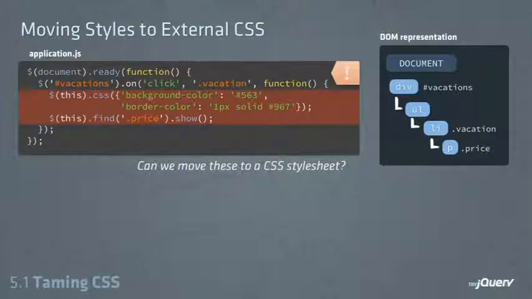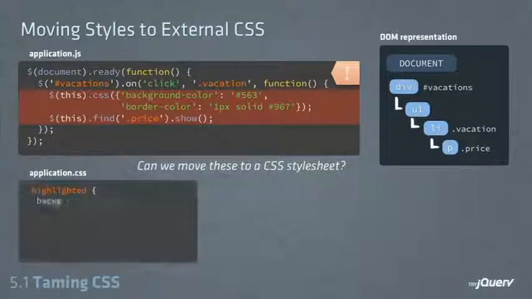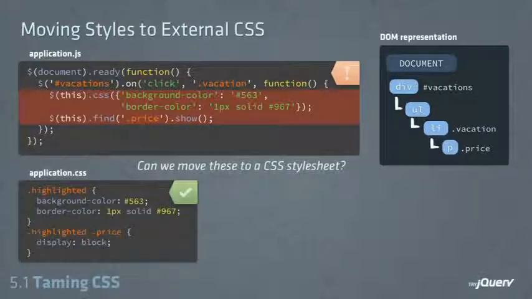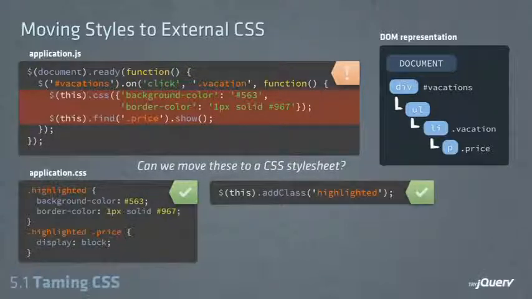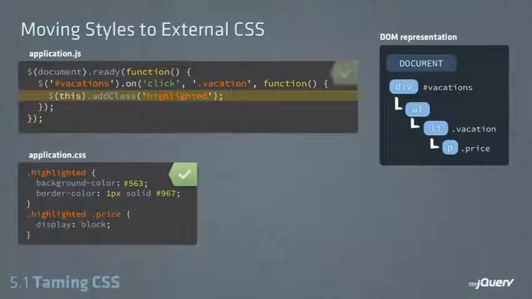So let's create two new classes. We have a style on the highlighted class and a style on the price inside the highlighted class. Now, in order to make these style changes, all we have to do is add this class to our li. So let's go ahead and do that, and now our code is a lot cleaner. Plus, it's much easier to manipulate the style because all of our styles are in CSS.